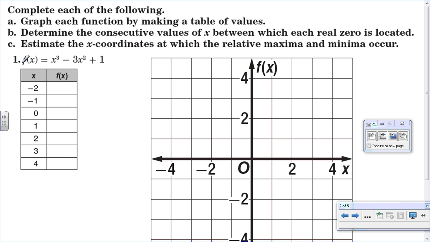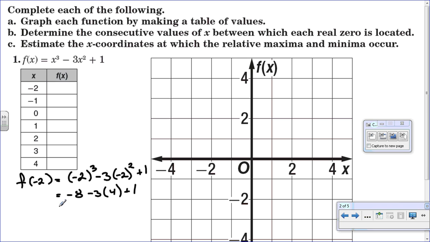So, I'm going to evaluate f of -2. That's the first number. I'm running a -2 through this: -2 to the third power minus 3 times -2 squared plus 1. Now, just follow the order of operations. -2 to the third power is -8. Minus 3 times -2 squared, which is 4, plus 1. Now, -8 minus 12 plus 1 gives me -20 plus 1, which is -19. And that number goes right here.